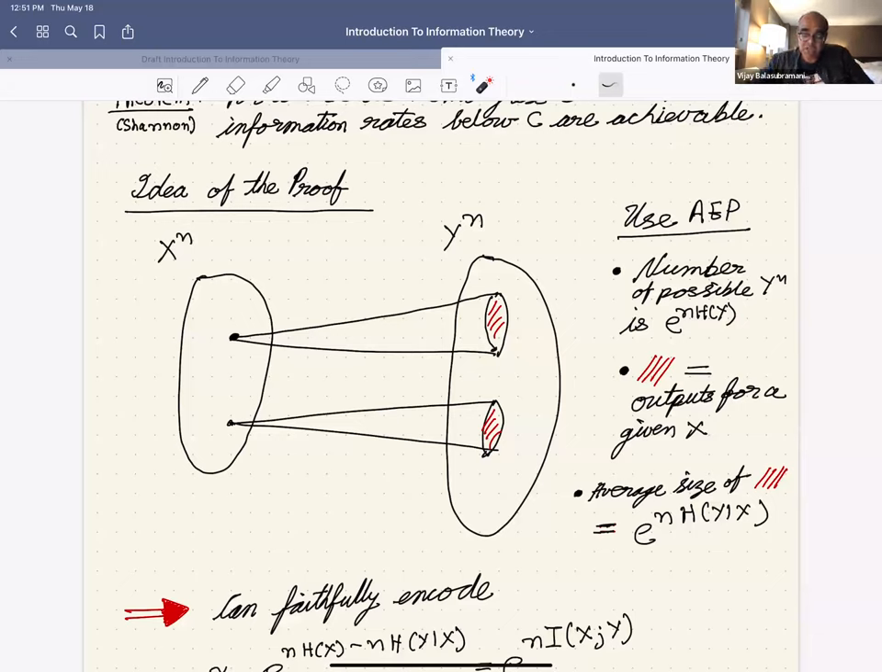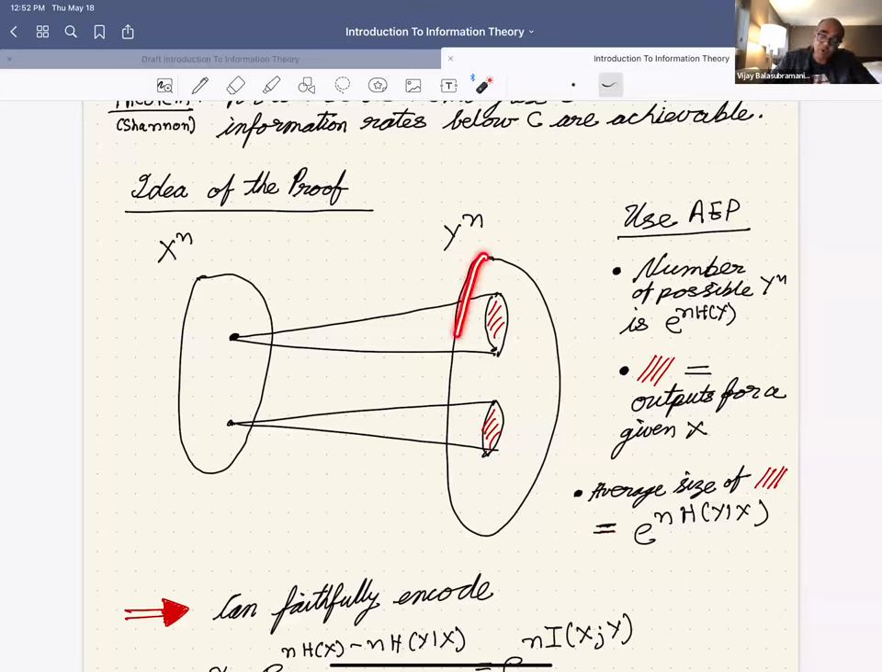Now, imagine that I had tried to put in a particular encoded symbol x. I know that this is going to get spread out into this region. If I give you many, many instances of this, I also know from the asymptotic equipartition theorem that the size of this set is going to be like e^(n H(Y|X)), because I condition on the fact that I put in an x and I see how many y's come out, and the entropy of that conditional distribution tells me the size of this set. So now we see what we can do.